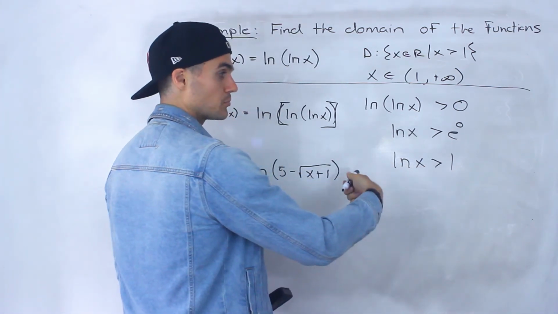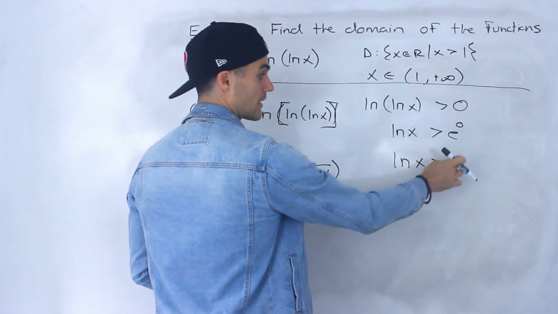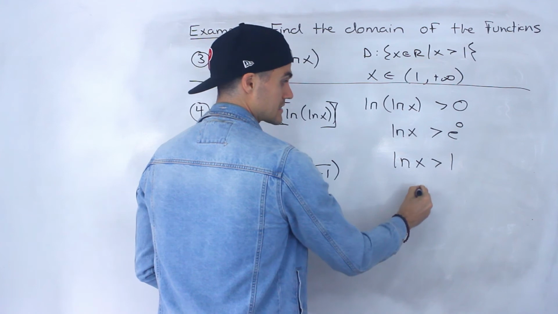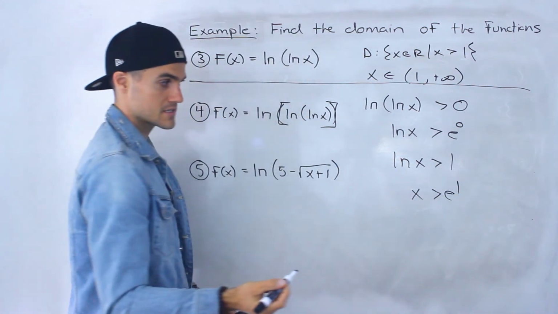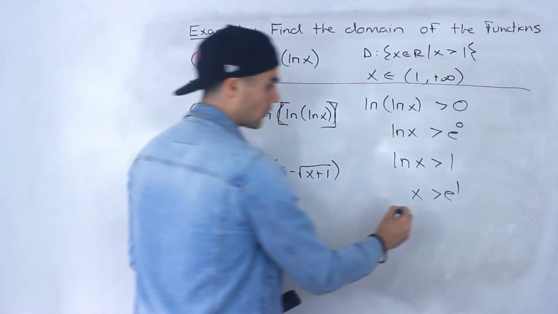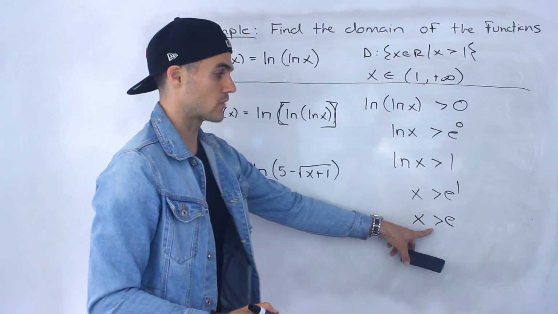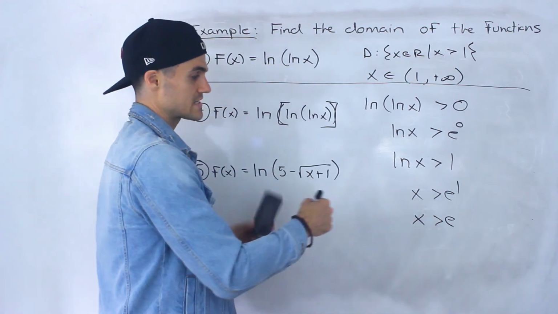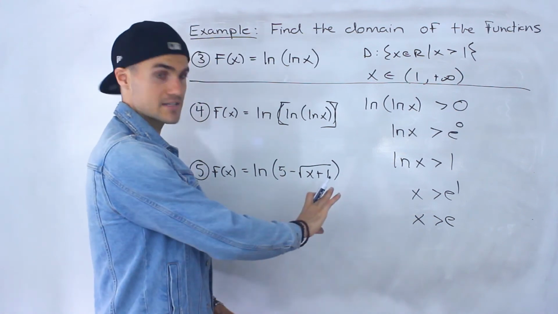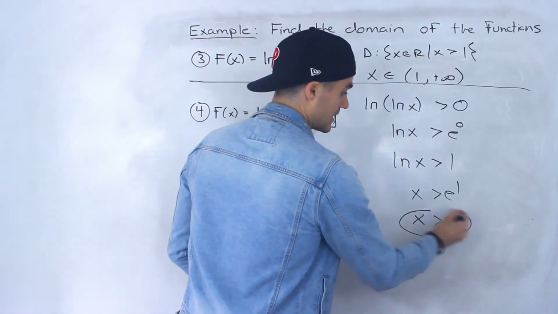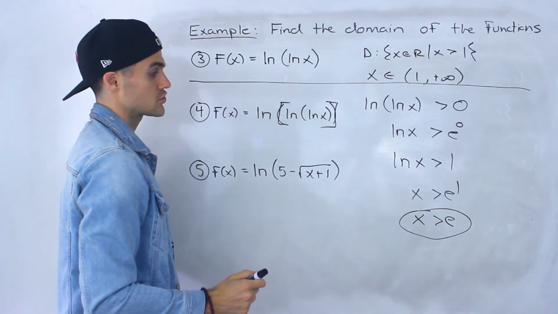And now notice we have to apply that rule again, where we have ln of x is greater than some kind of constant. It means x is greater than e to the power of that constant. And e to the power 1 is just e. So x has to be greater than e, which is like 2.7, bunch of decimals. But to keep it nice, let's keep it as an exact value. So this is the domain for this whole function right here.